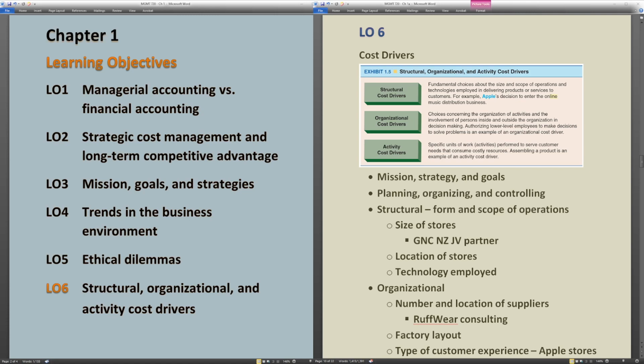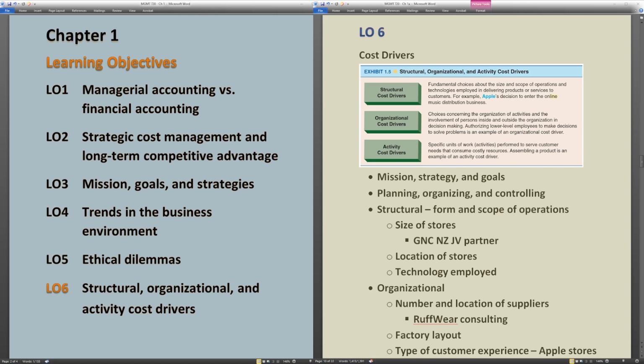Organizationally, this is a lot of maybe supply chain issues or operational issues about how you're going to actually implement your strategy. So, number or location of suppliers. What is the factory layout? Are you trying to be effective and efficient? What is the type of customer experience? Think about Apple stores. They have a very different type of customer experience than other types of stores that you go into.